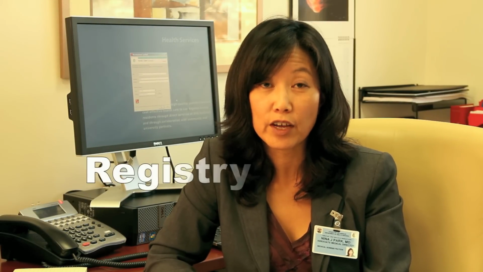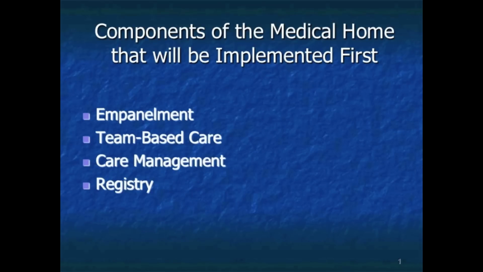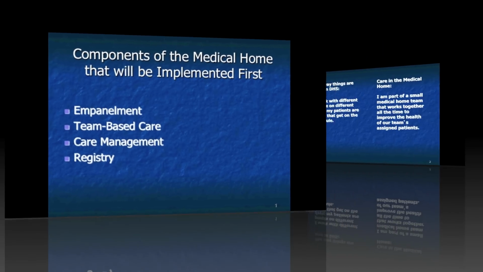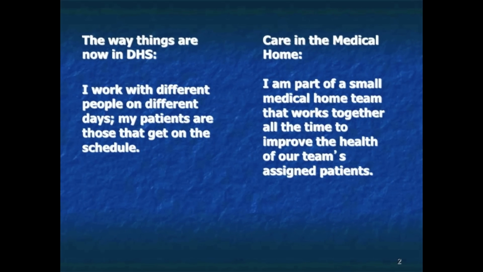The 4th component of the medical home model is the use of a registry. It's an electronic tool that will allow our team members to care for their patients within their panel. In summary, the components of the patient-centered medical home that will be implemented first are empanelment, team-based care, care management, and registry. I want to give you just a few examples of how current operations will change once we fully realize the patient-centered medical home model.